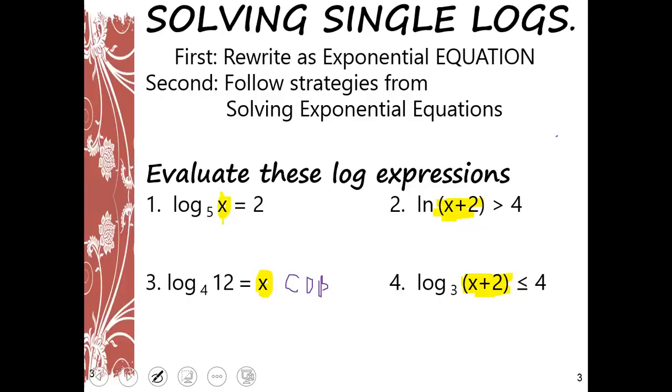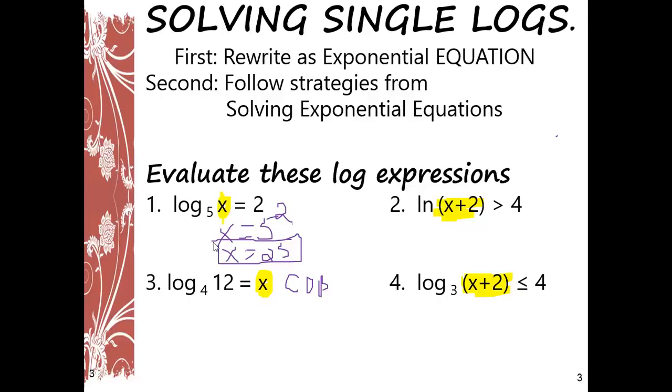Okay, let's do the first one. Log base 5 of the number x equals 2. Write it as an exponential. So x has to equal my base, which is 5, raised to the second power. So x equals 25, and we're done. The argument of the log has to be 25.